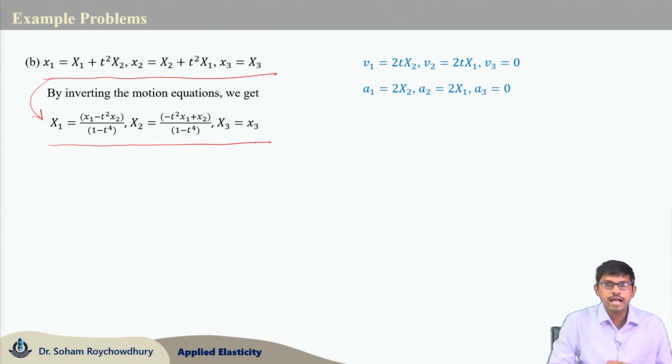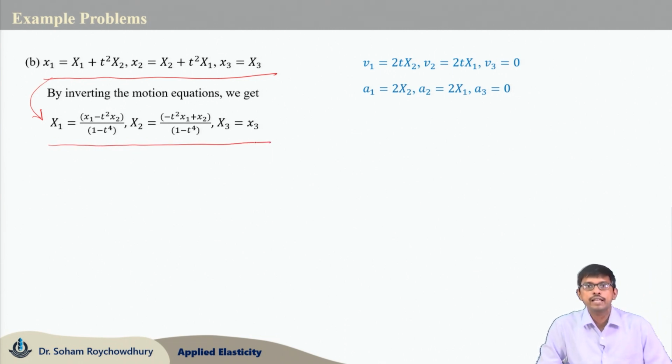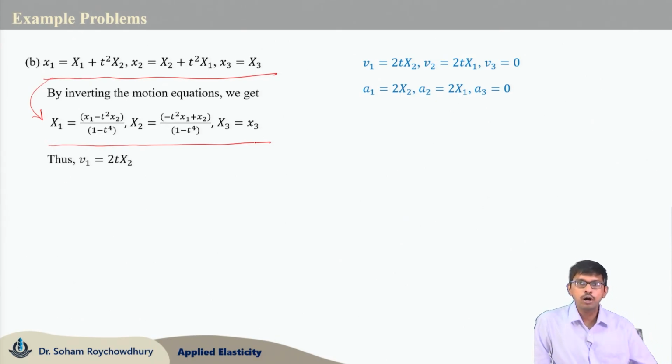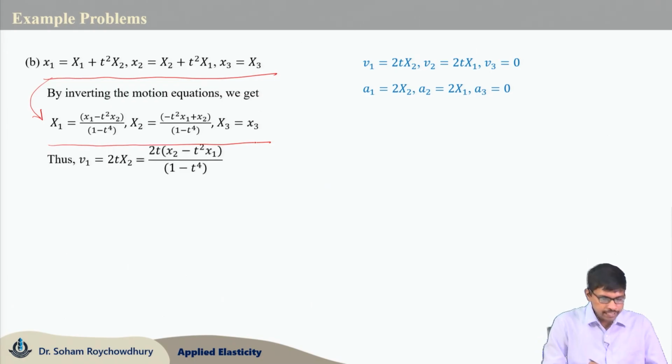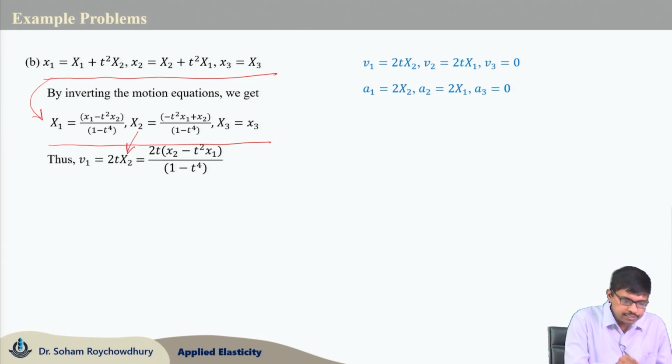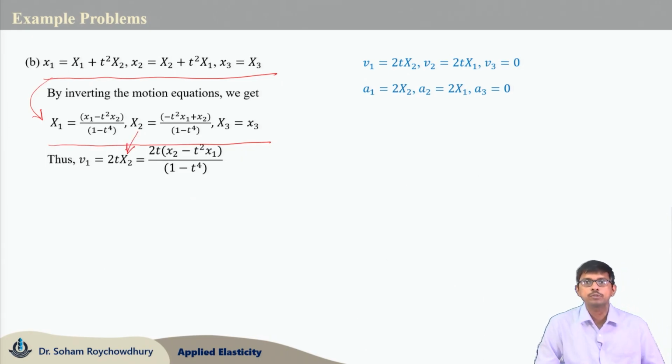So starting with these three equations of the material description, we can get these three equations of the spatial description, where capital X1 is equals to small x1 minus t square small x2 divided by 1 minus t to the power 4. Similarly, capital X2 and capital X3 can also be derived. This is by simple algebraic manipulation. Now small v1, which was defined as 2t capital X2, now capital X2 is replaced with this expression, which is function of small x1 and small x2, and thus v1 will be 2t times small x2 minus t square small x1 divided by 1 minus t to the power 4.